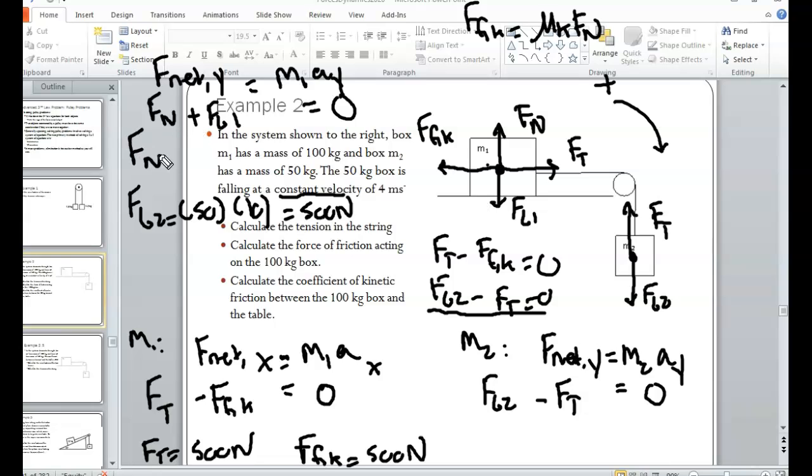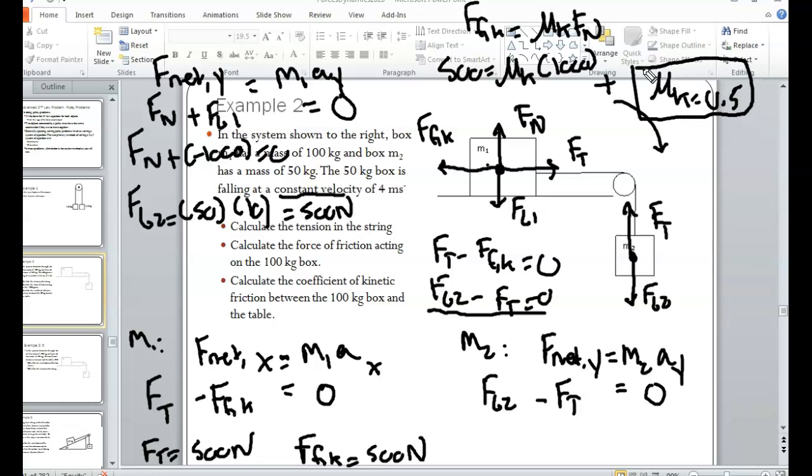And so Fn is going to be equal to, let's see, Fg1 is 100 kilograms, so that would be negative 1,000 newtons, and so Fn would be 1,000 newtons. We have FFK, that's 500, and so mu k is going to be 500 divided by 1,000, which is 0.5. And that is it for example 2. So pause there, make sure you add that to your notes.